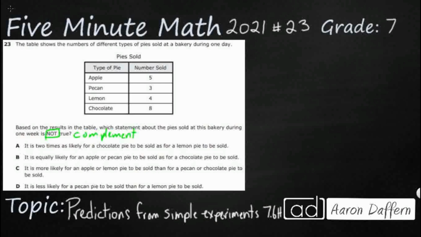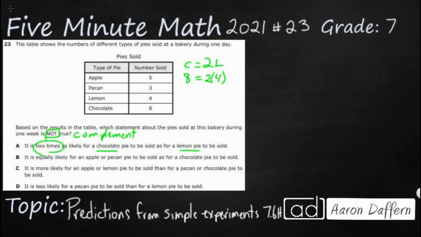So let's turn these into equations here. It is 2 times as likely for chocolate pie to be sold as for lemon pie. So let's say chocolate pie, I'll just put a C, equals 2 times my lemon pie. Okay, that's what it says. Chocolate pie, 2 times lemon pie. So chocolate is 8, equals 2 times my lemon pie is 4.